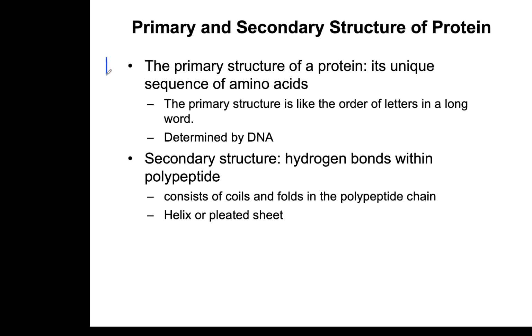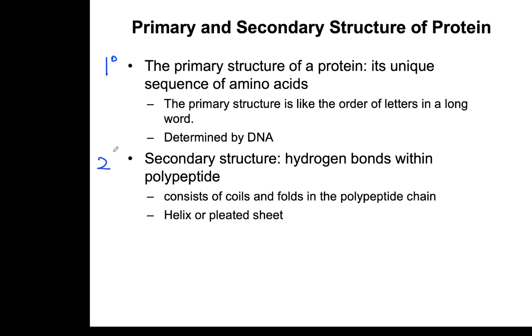First, the primary structure of a protein is just a unique sequence of amino acids. So amino acids can be linked by way of a peptide bond. You have a series of amino acids, and that is just the primary structure of a protein. The primary structure is like the order of letters in a long word. And this primary structure of a protein is determined by DNA. So DNA already has information to produce the primary structure of a protein.